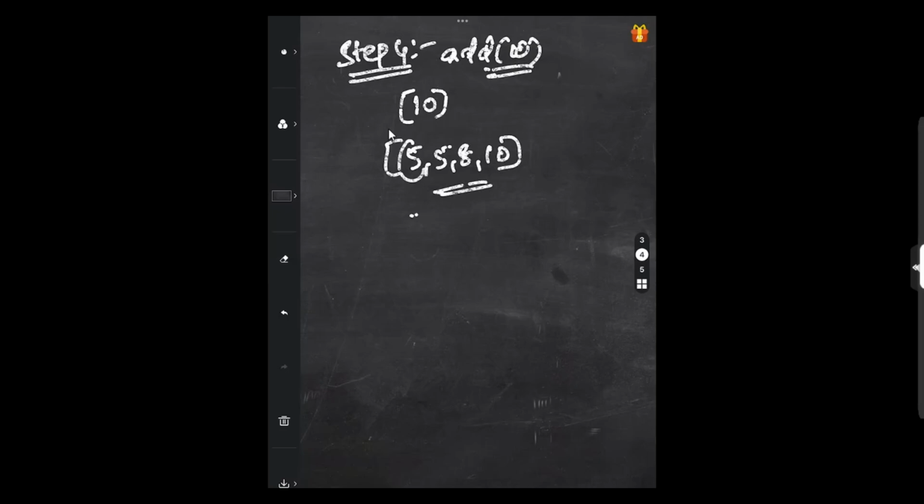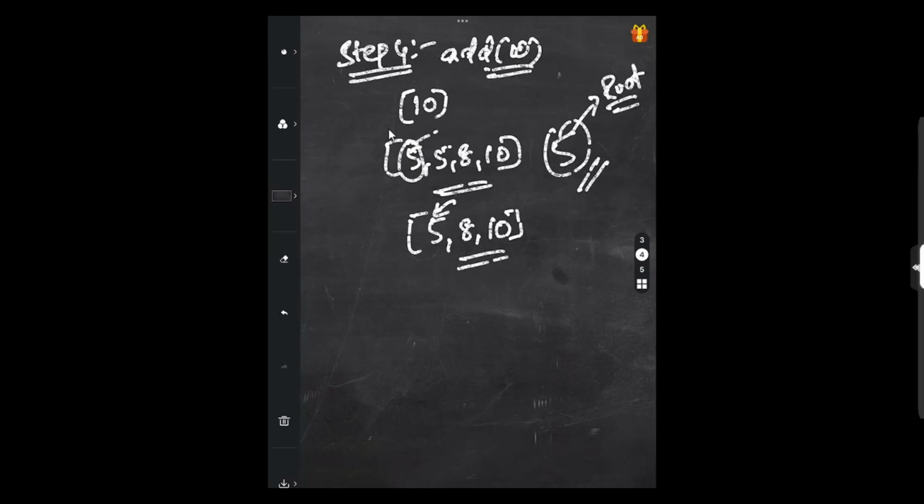So we will remove this one 5, right? So now the elements in the heap will be 5, 8, 10. So this is at the root of the heap. This will be the output. Again, the output will be 5, third largest, which is present at the root of the heap.